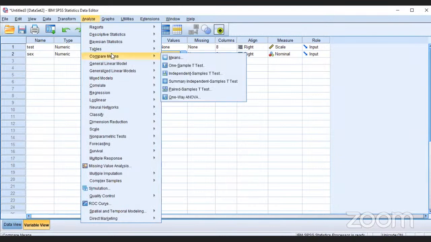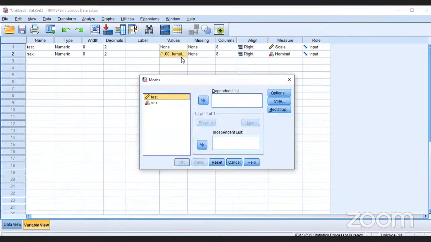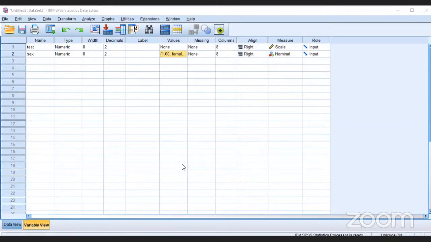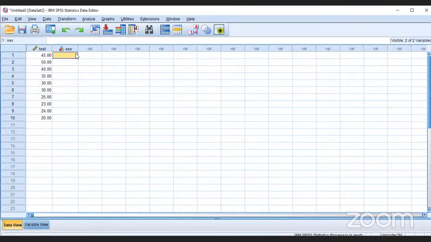There is compare means. If I write down the means, so means means dependent variable. That is my dependent variable. And sex is my independent variable. If I click OK, oh, sorry, I have not given any data. Yeah, I have to give some data.